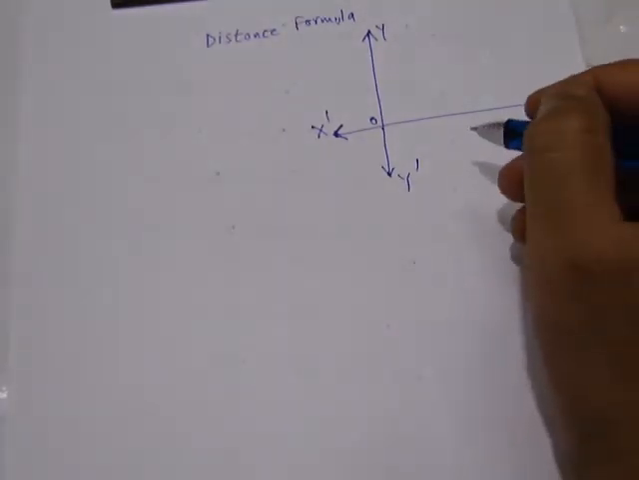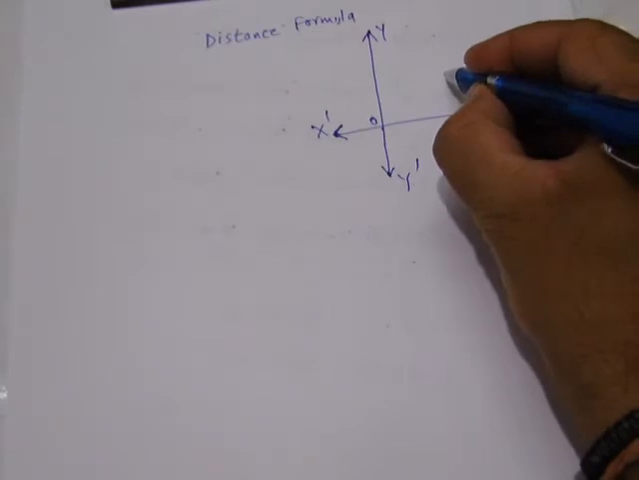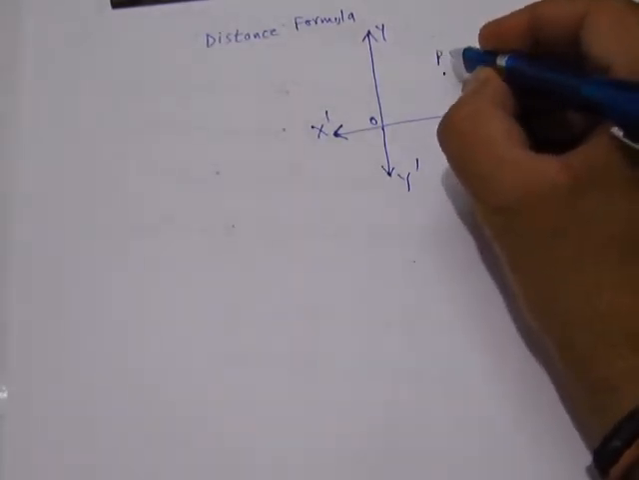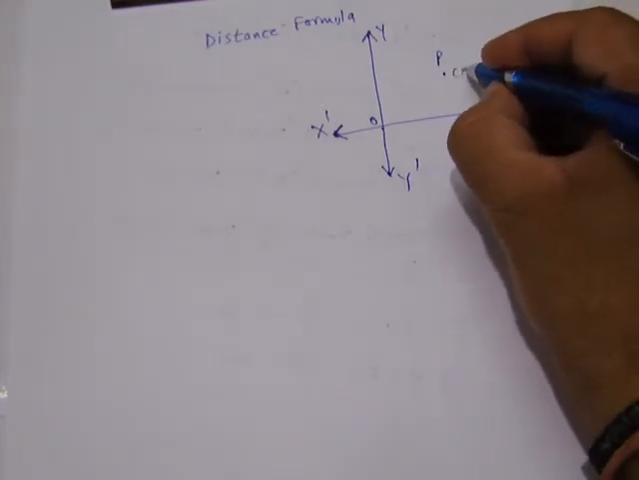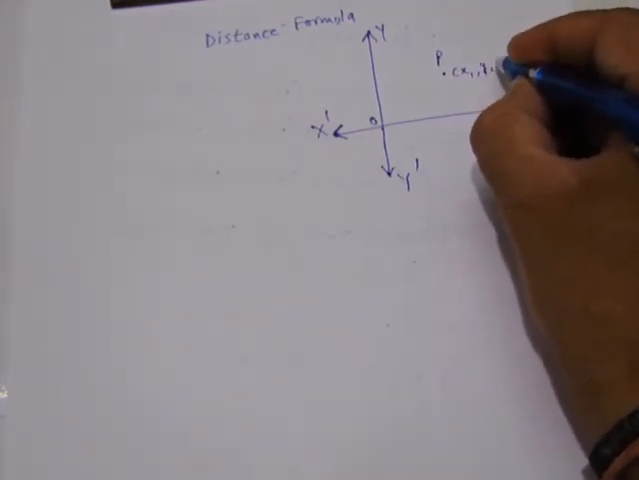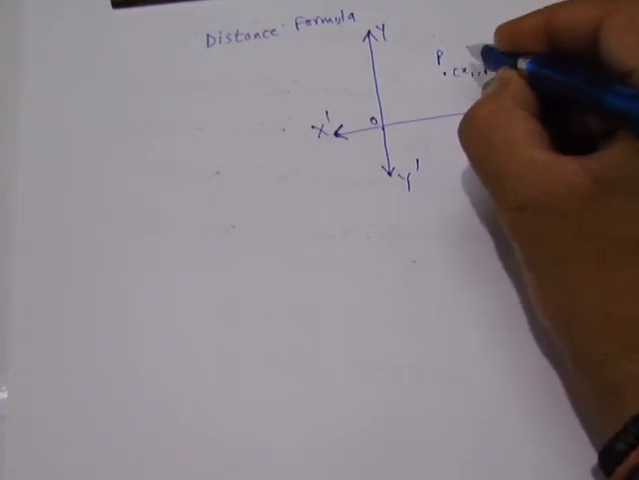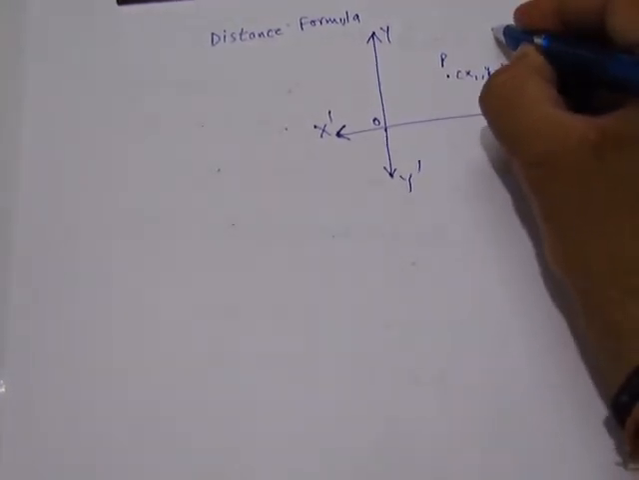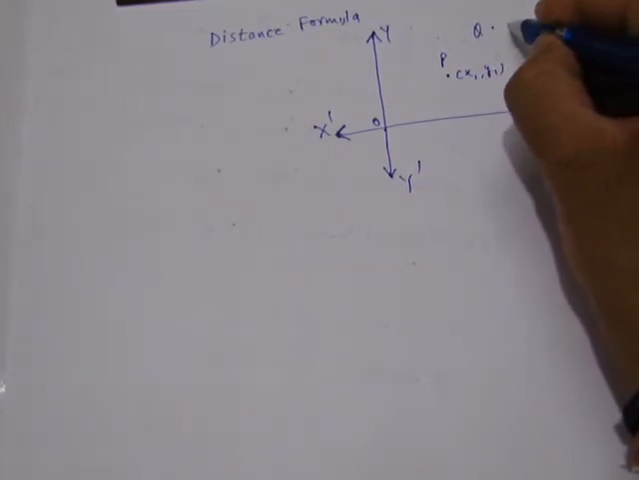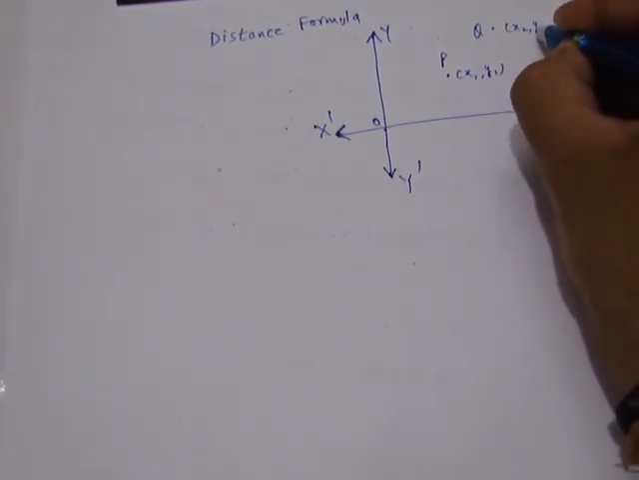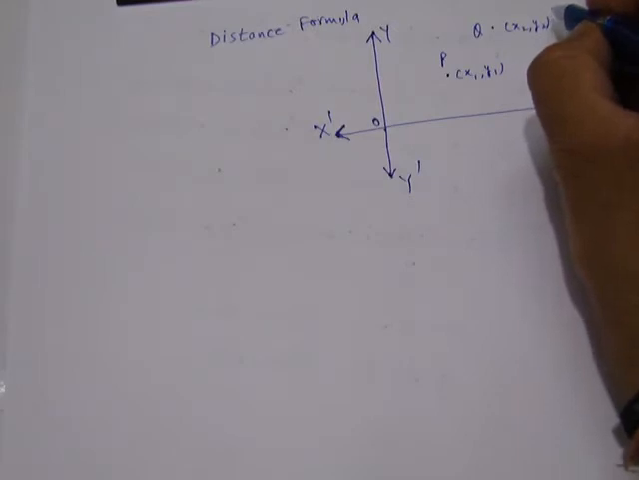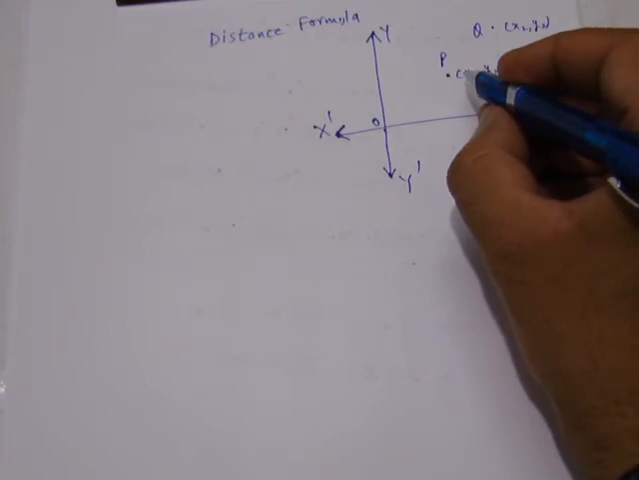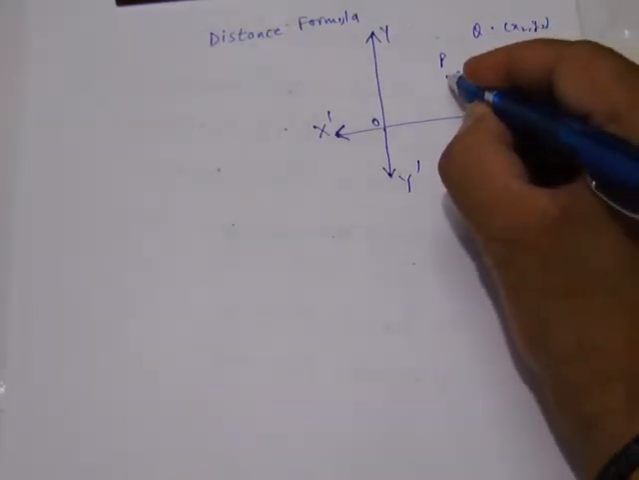Let us take one point P, here it be, and name it as P with coordinates x1 comma y1. And let us take another point Q, its coordinates be x2 comma y2. Now to show them on the graph, let us draw a perpendicular, like this.